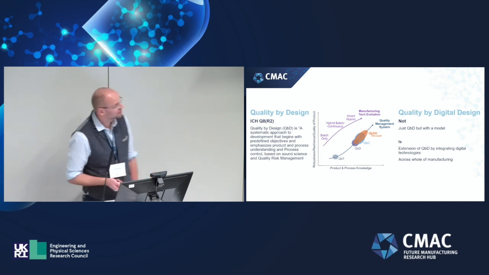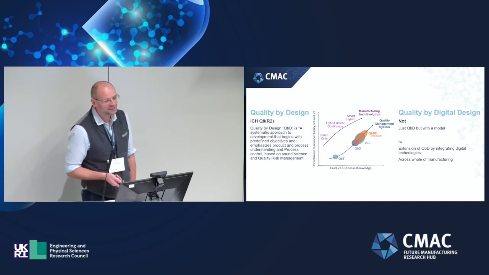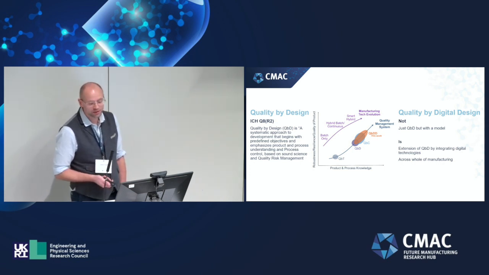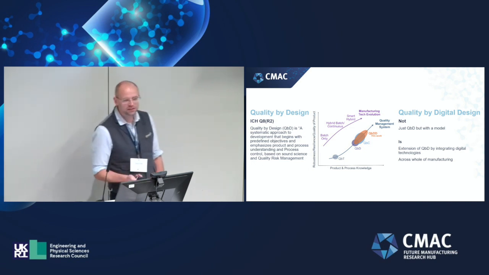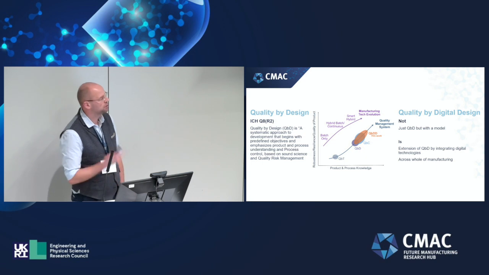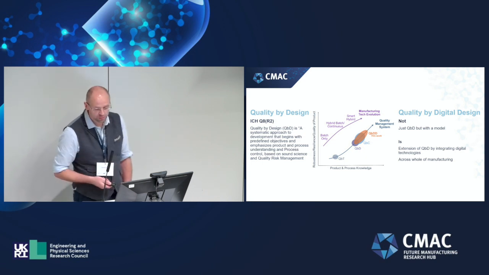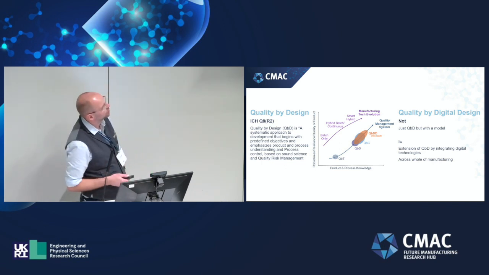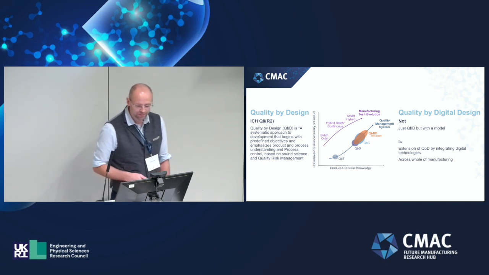So what is quality by digital design? It's not just quality by design, but I'm going to use a model instead of an experiment. It's a bit more than that. It's the use of any digital technology. So be it models and simulation, yes, are part of it. But it's data analytics, it's machine learning, it's AI, robotics, automation, FAIR principles, ontologies, etc. All these tools feed in this thing. I even had a slide I could have stolen to give examples of those.